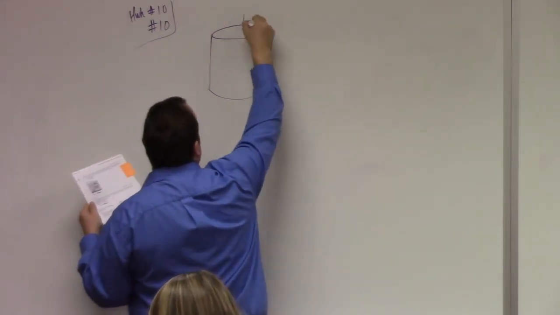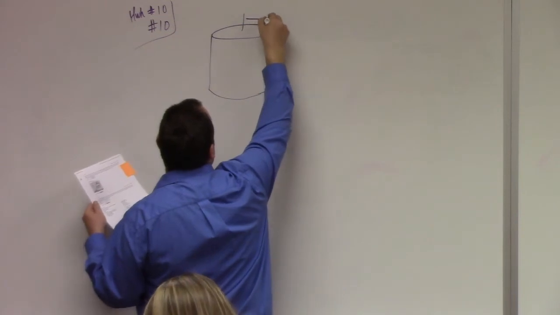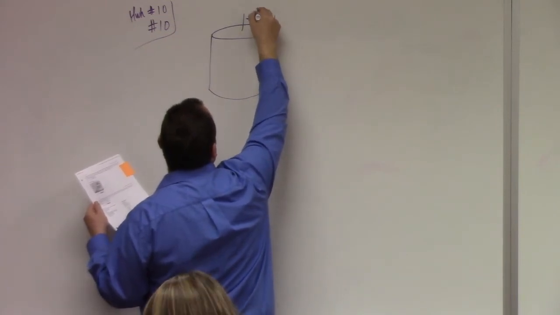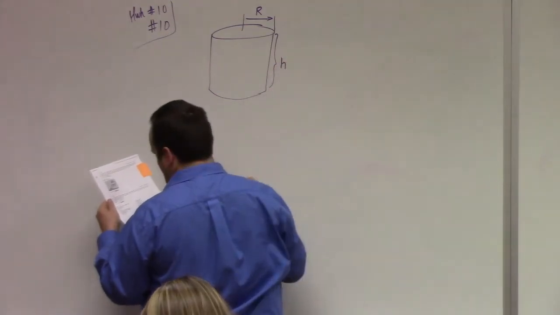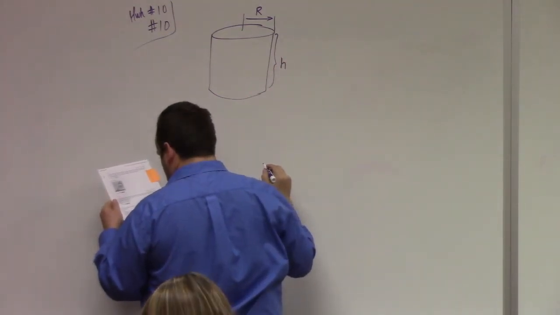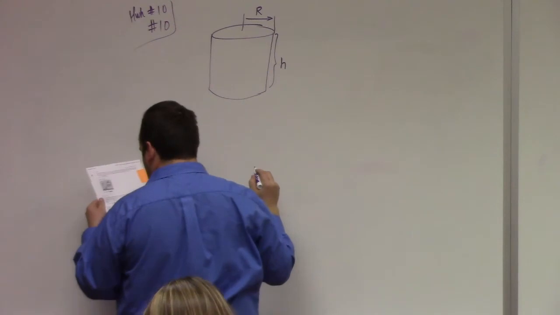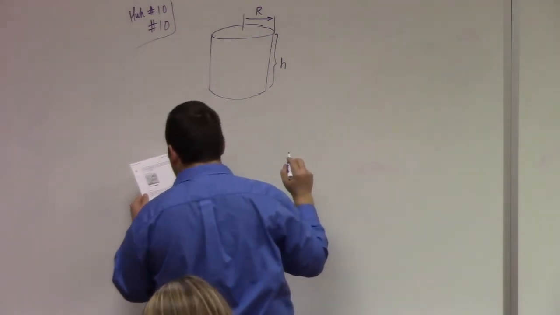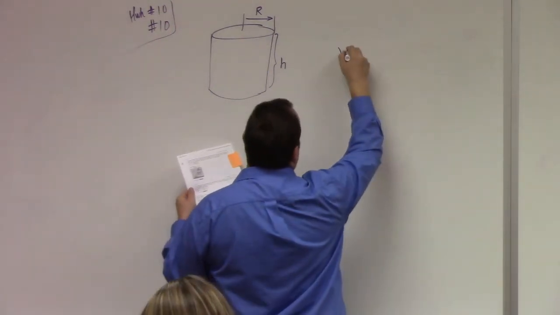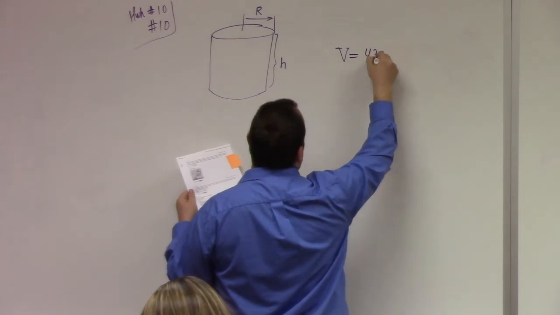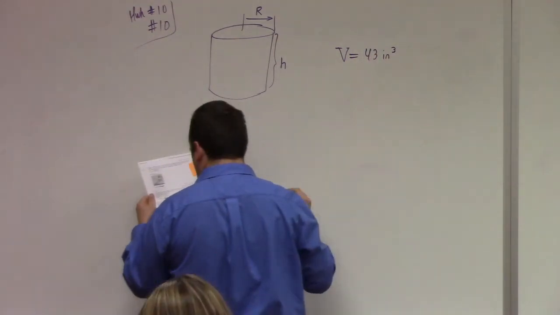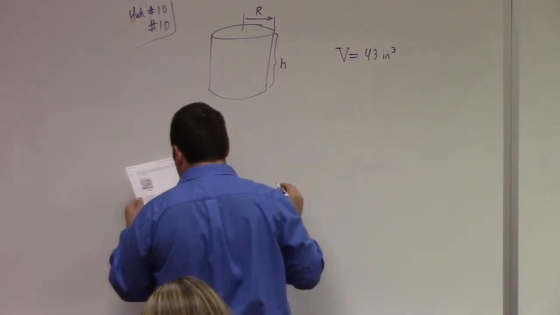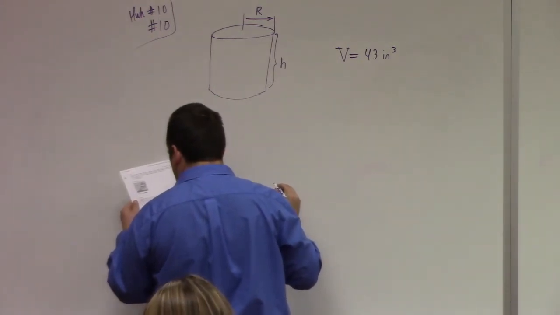Okay, so here's the radius, which I will call R. Here's the height, which I will call H. And find the radius and height of a container if it has a capacity of 43 cubic inches. The volume is equal to 43 inches cubed. That's given to us. And it's constructed using the least amount of material.